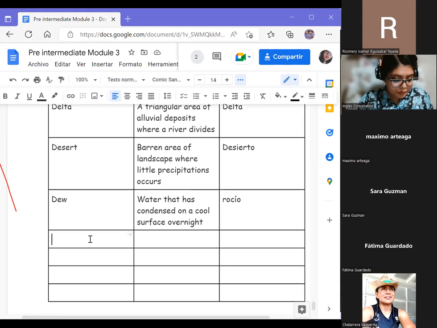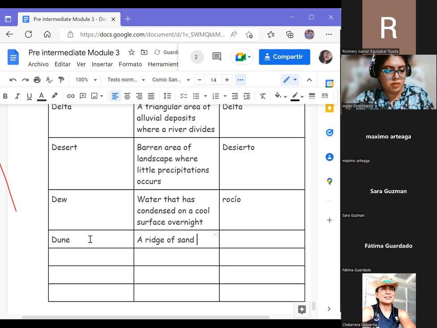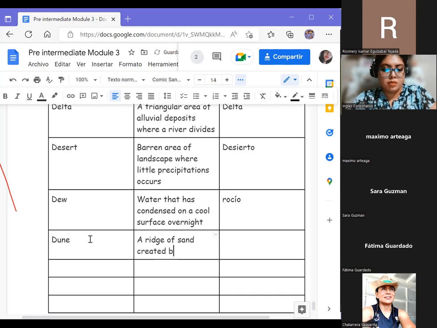Then we have dune. This means a ridge of sand created by the wind. And it means duna.